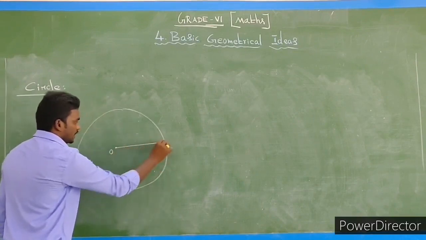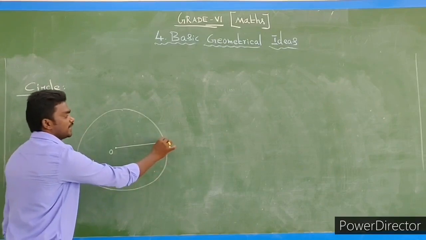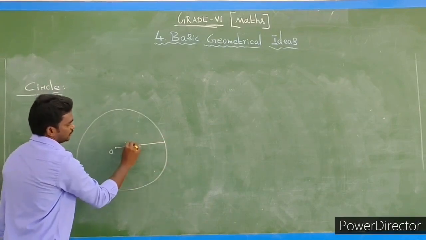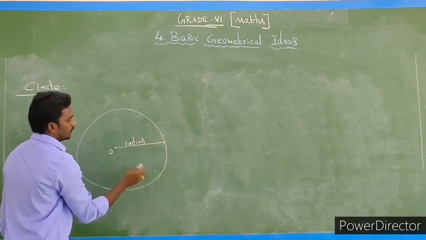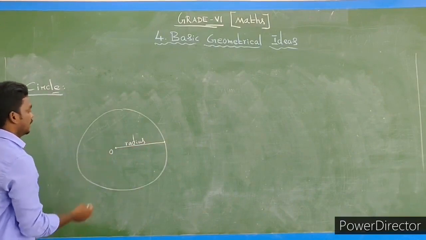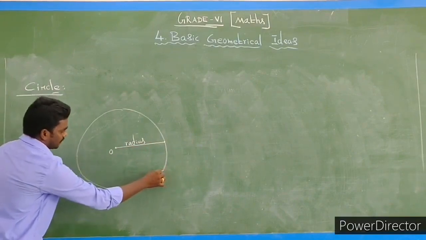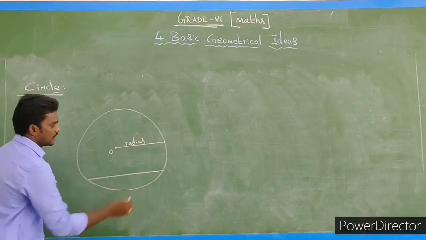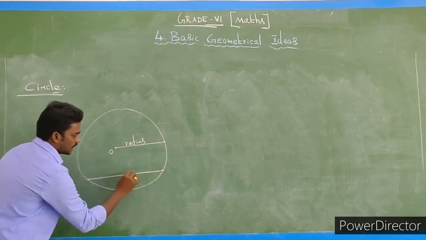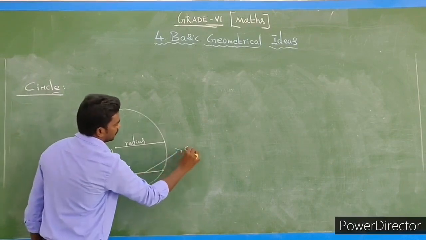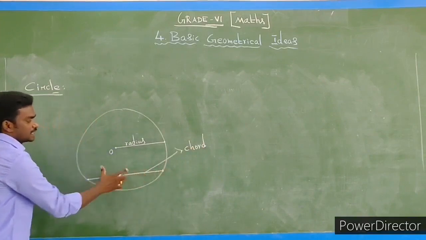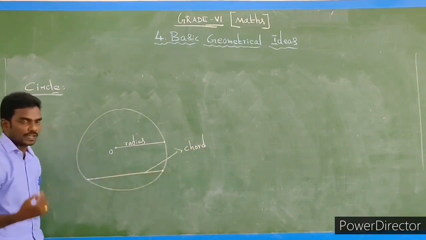The distance between any point of the circle and the center of the circle is called what? Radius. Next, what is a chord? A chord is a line segment joining any two points of the circle. So this is called a chord. A chord is a line segment joining any two points of the circle.